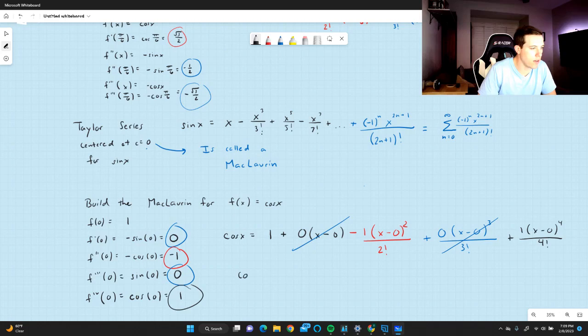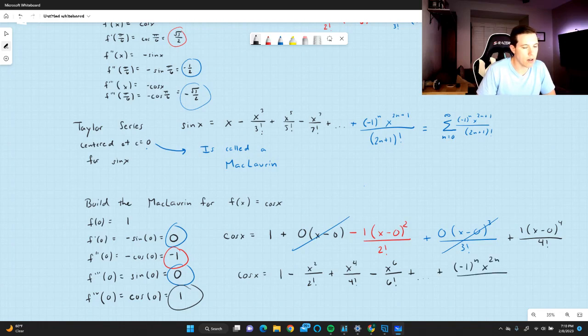So what is cosine of x looking like? 1 minus x squared over 2 factorial plus x to the 4th over 4 factorial. Notice we're skipping the odd-powered ones because those odd-powered ones are getting coefficients of 0, just like for sine. That's why sine didn't have the even-powered ones, same kind of logic. So what about the general term for this one? It too alternates, but instead of x being to an odd power, x is going to be to an even power, just like this. And that would also be the sigma notation. I won't write it again.